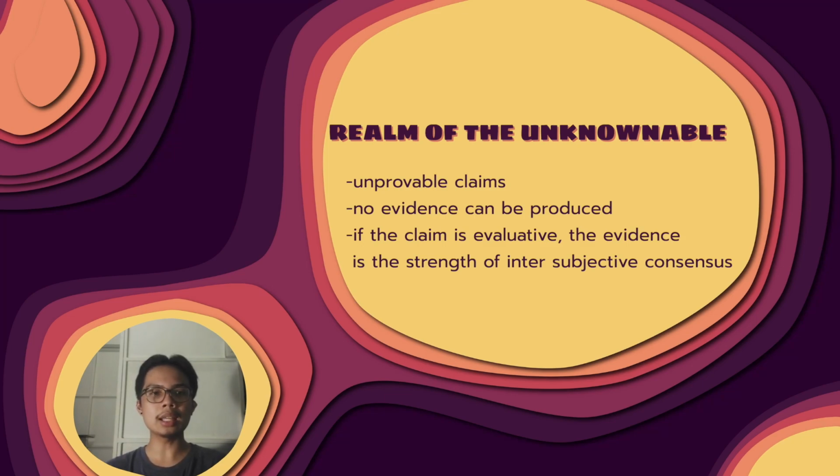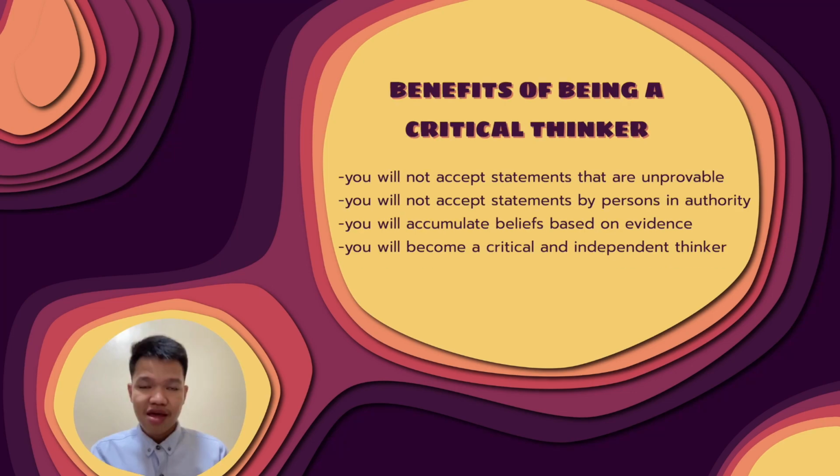And Mr. Acuna said that if the claim is empirical, but no evidence can be produced, either in fact or principle, it is our responsibility to immediately reject the claim. He also said that if the claim is evaluative, the evidence is the strength of intersubjective consensus, which has been discussed earlier. Now that we are done with the distinctions, Clarence, do you mind stating the benefits of being a critical thinker?